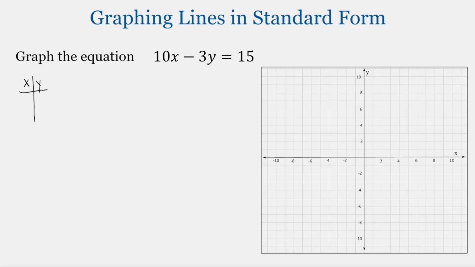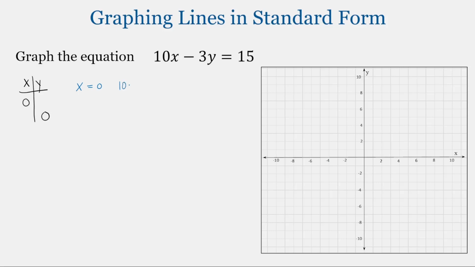Again, you can pick any 2 points that are on this line. I choose to find the x and y intercept because they're often easier to find because we're setting one variable equal to 0. So let's start with that y-intercept first, where x is equal to 0.